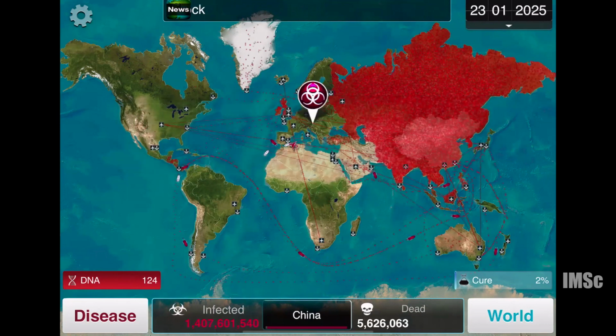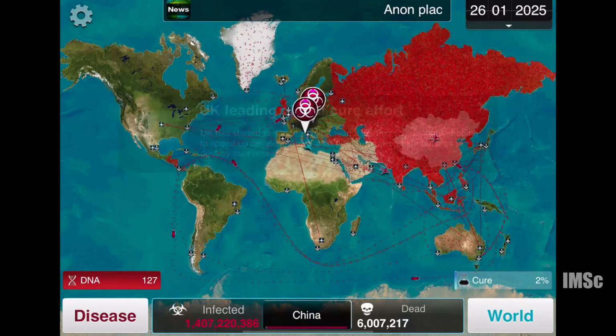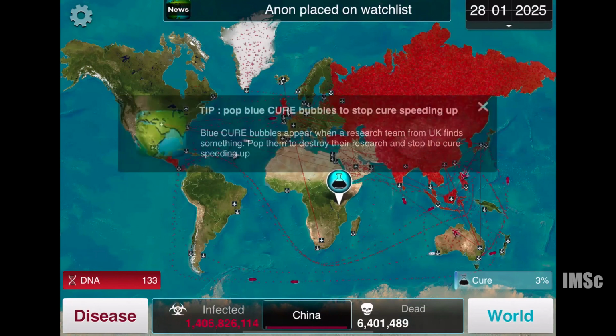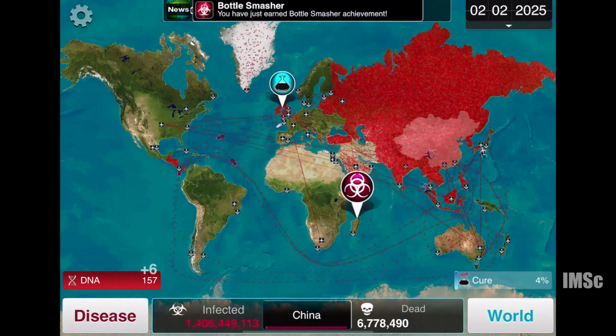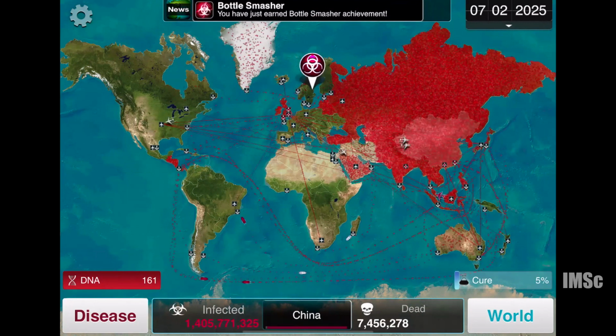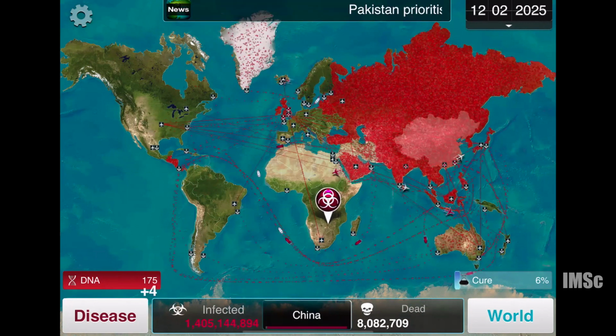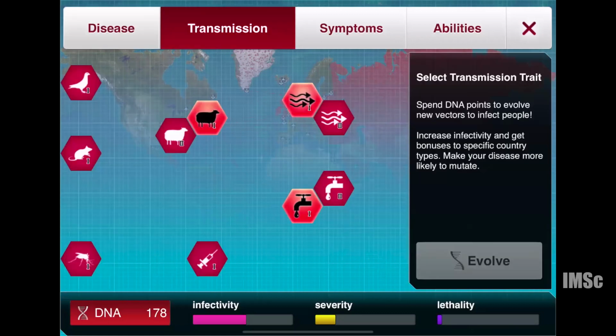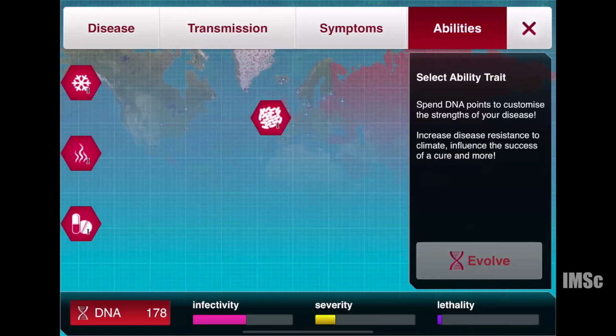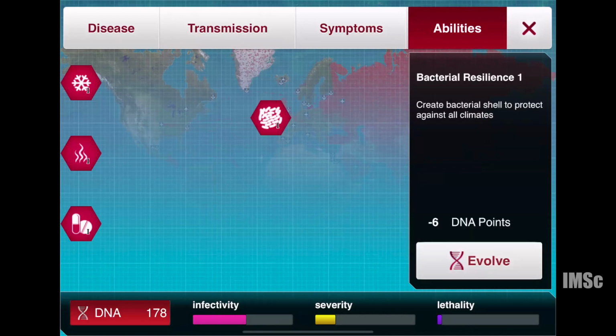The WHO watched this after 4 million are already dead. They started the cure, 4%. Okay, I think we have to go to disease and do some demolishing of the cure. So let's go to abilities. Now this one is simulated actually as a bacteria. Okay, go to that one, the drug one. It creates a bacterial shell to protect against all climates. I don't like that one. Can we go to this drug one? Because pathogen becomes resistant to the class of antibiotics that are being developed. That's a good one.